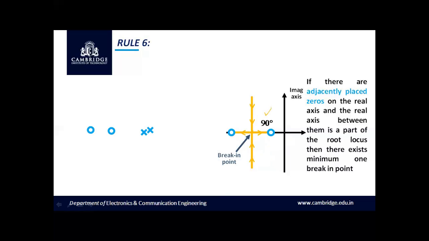And the angle will always be exactly 90 degrees for breakaway and break-in. Let us take an example and justify this rule. So in this case, we have multiple poles at the origin, s equal to 0, 0, and we have two zeros on the negative real axis. First, let us look into the existence of root locus.